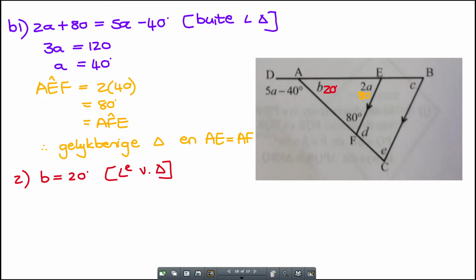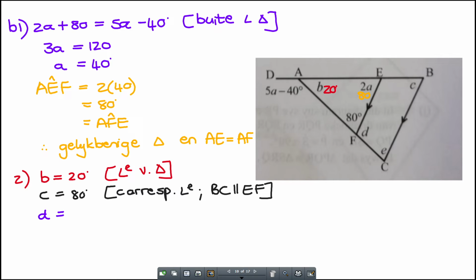Okay, en dan C gaan hoeveel wees? Wie wil sê? C will be how much? Kom, anders moet ek begin name vra. 80, okay, why? Mooi. Corresponding angles, nee, dis nou ooreenkomstige hoeke, want BC is parallel aan EF. Okay, en dan D, wat gaan D wees? 100 grade, hoekom? Hoeke op 'n reguit lyn.